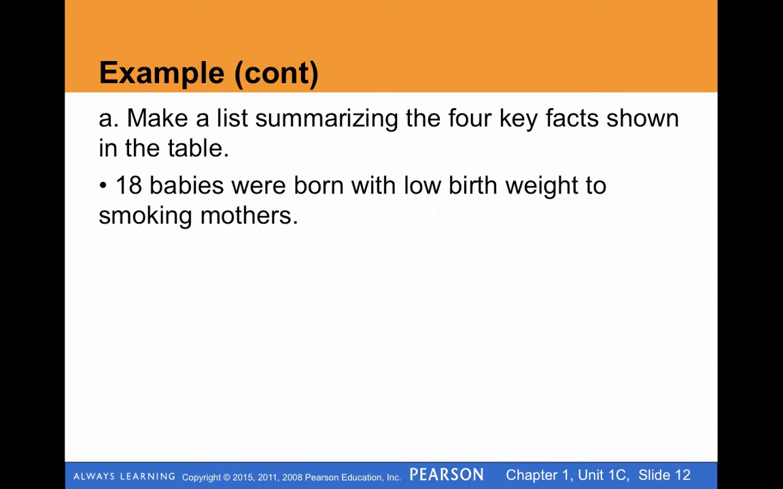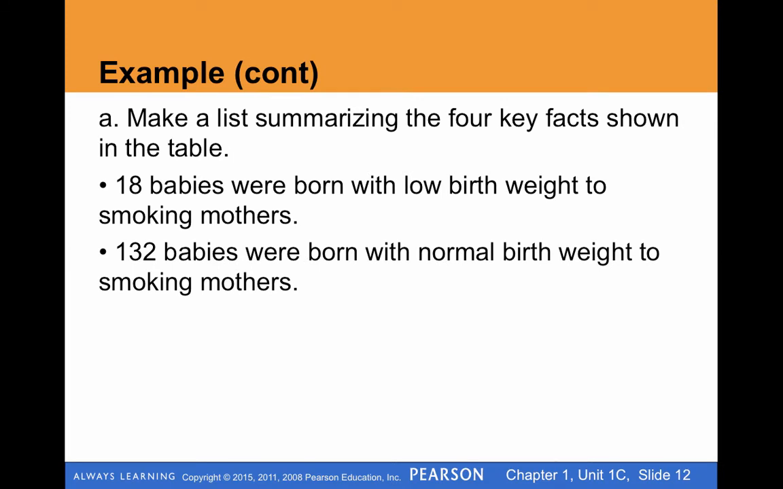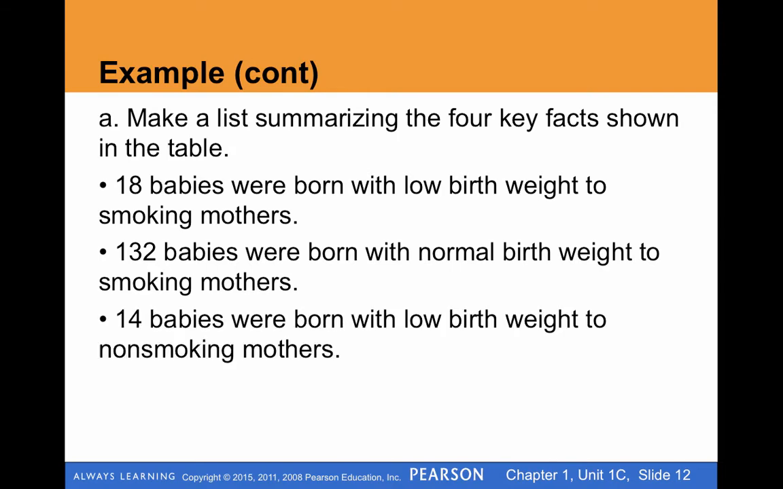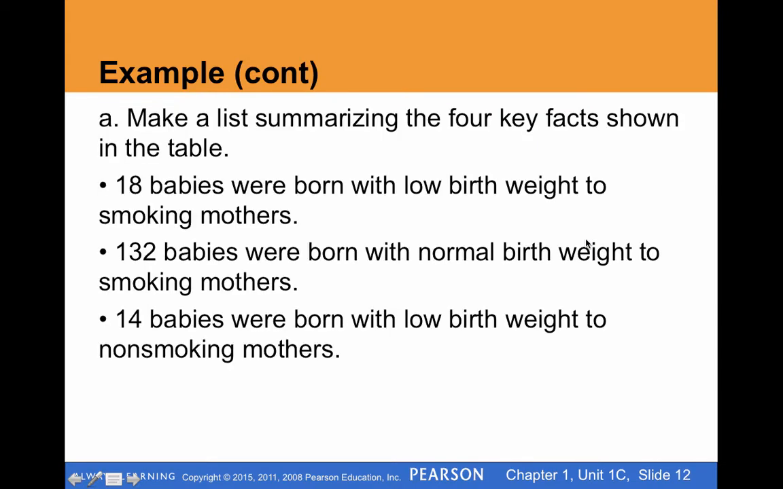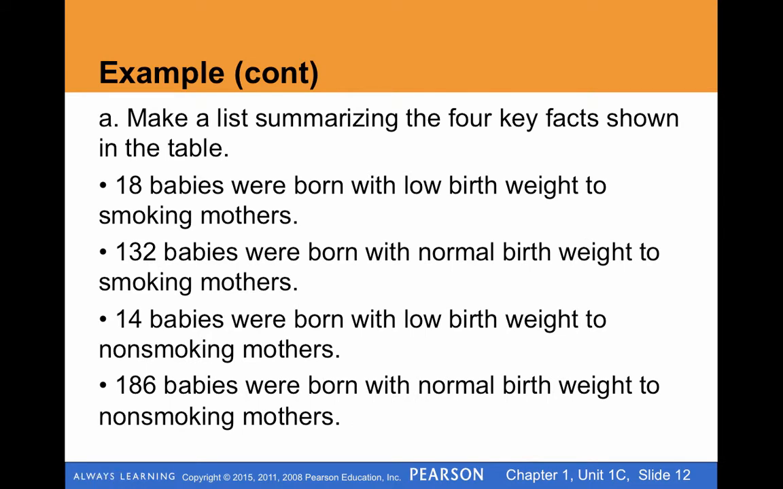18 babies were born with low birth weight to smoking mothers. That's the upper left-hand corner. Then the upper right-hand corner is the 132 babies born with normal birth weight to smoking mothers. So that's this upper right-hand corner. So normal birth weight, smoking mothers. Then they're going to say low birth weight for non-smoking mothers is 14, and normal birth weight for non-smoking mothers is 186. 14 were low birth weight to non-smoking, 186 were born with normal birth weight to non-smoking mothers.